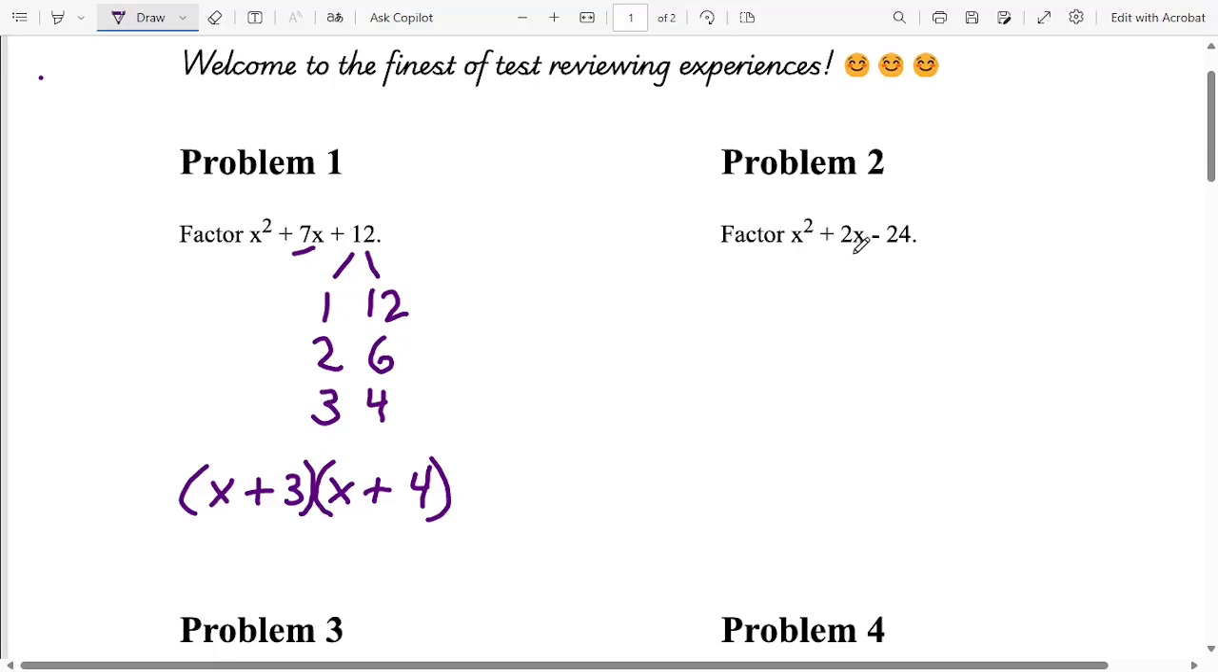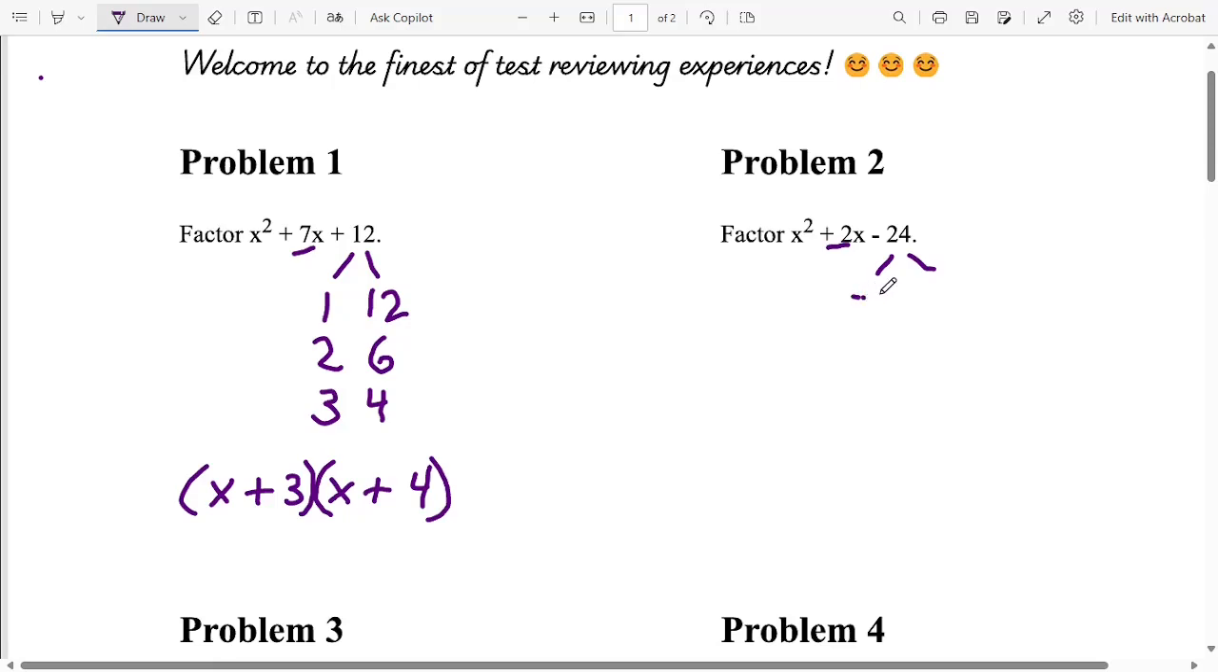Okay, let's look at problem 2. We've got x squared plus 2x minus 24. In this case, for 24, we're going to list positive and negative factors. Because the factors add up to a positive 2, we'll have the positive number be slightly larger than the negative number. And by larger, I mean further away from 0.